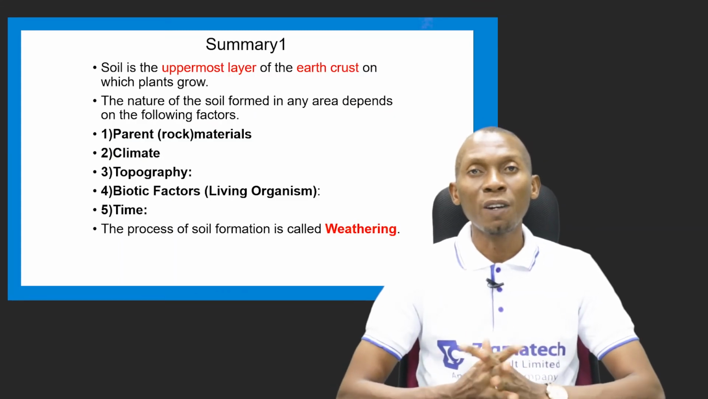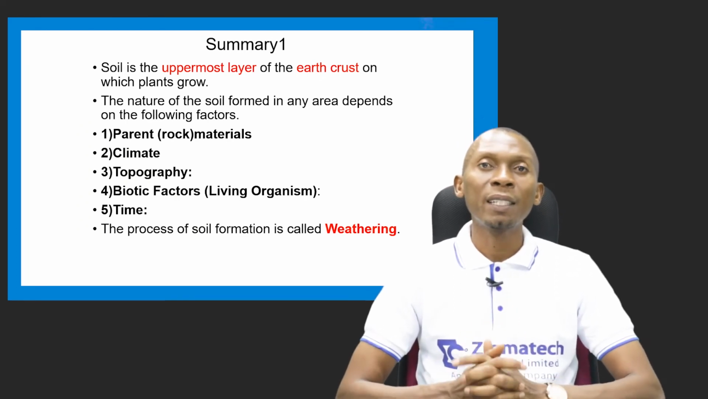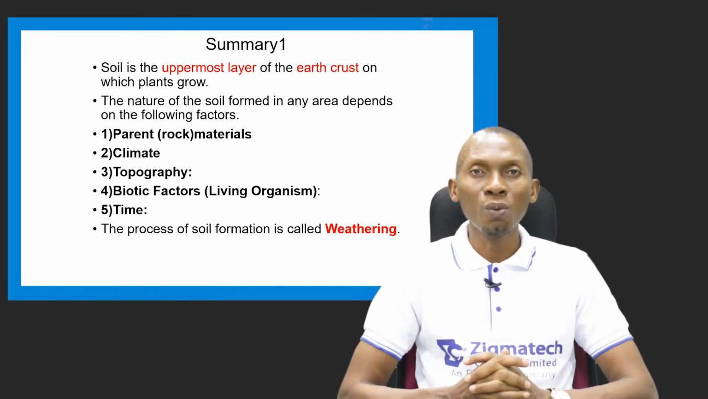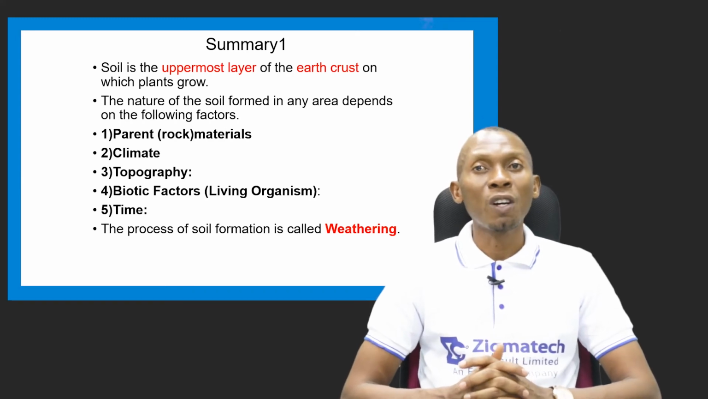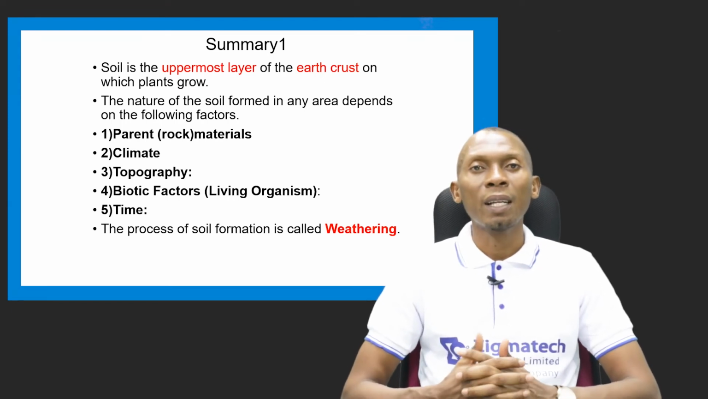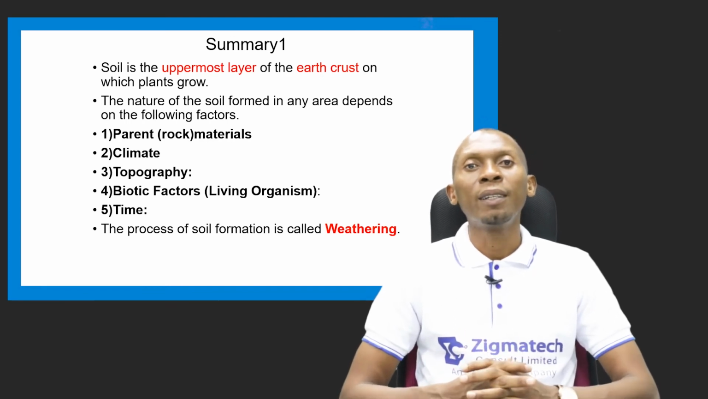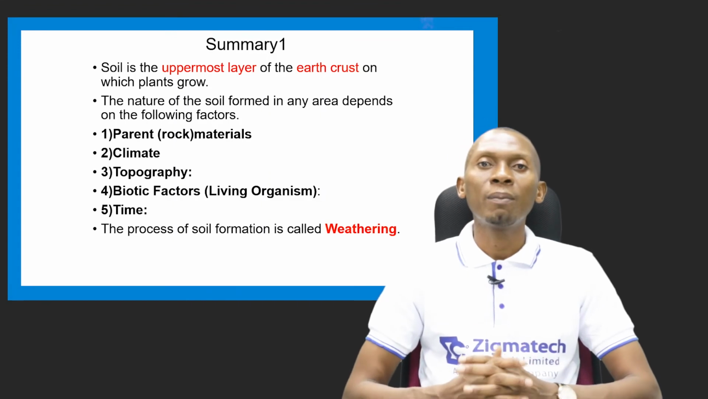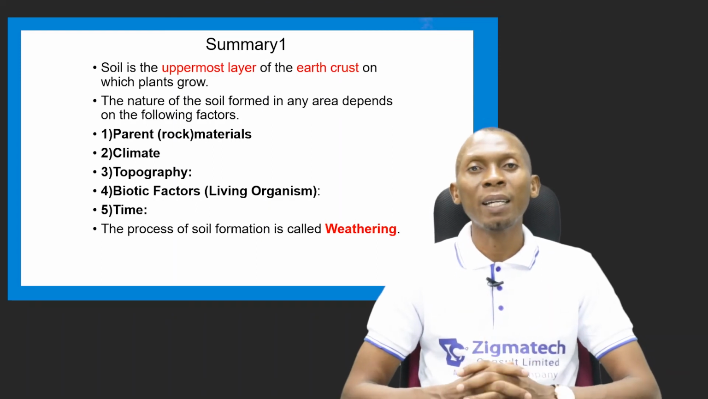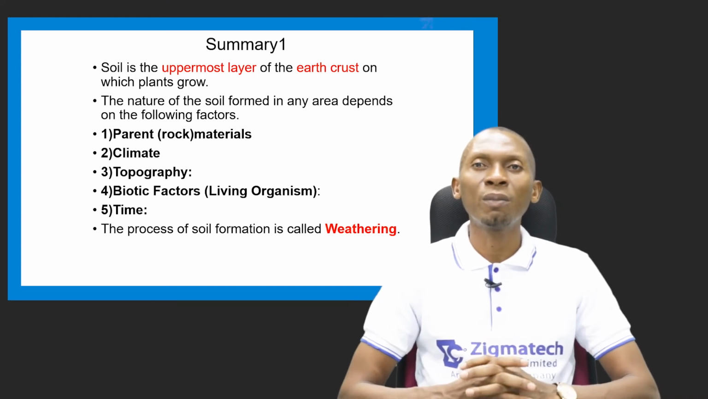Okay, we've learned quite a number of things so far, but let's have a recap. I started by defining soil. Soil is the uppermost layer of the earth crust on which plants grow. The nature of soil formed in an area depends on some factors, and these include the parent material, climate, such as temperature, water, wind, topography, that's the slope of the land, biotic factors, which are living organisms like termites and earthworms, and also time. These are factors that can determine the nature of the soil that is formed in an area.